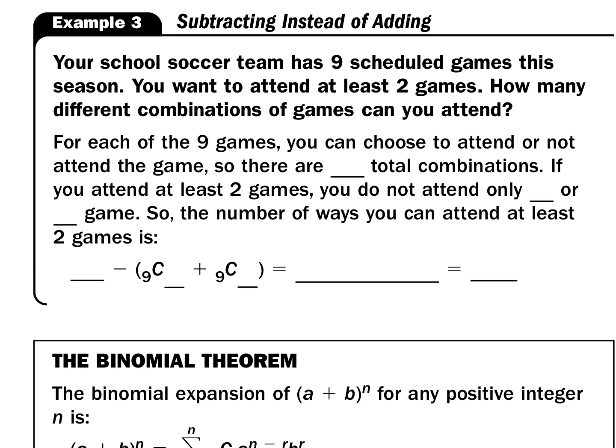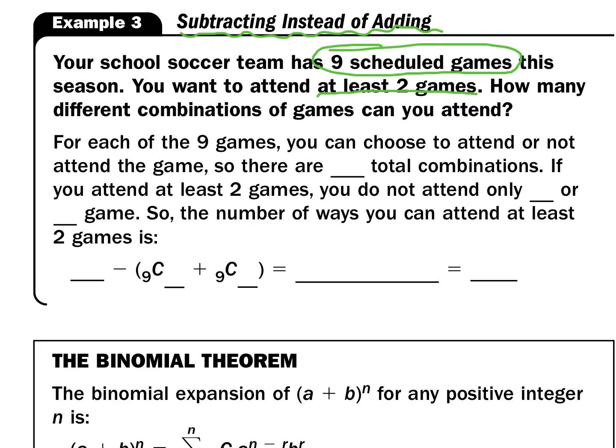Okay, 12.2 part 2. So we're going to start off with subtracting instead of adding, when we're talking about combinations. Example 3: our school has 9 scheduled soccer games. We want to attend at least 2 games. That's the important part there, at least 2 games. How many different combinations of games can you attend?